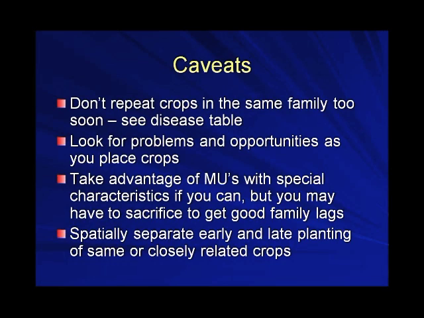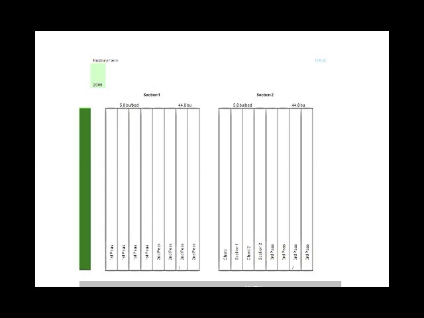And then finally, it's a good idea to spatially separate early and later plantings of the same or closely related crops. You don't want to plant your June lettuce right next to your May lettuce, and your July lettuce right next to your June lettuce, because the diseases and the insects just build up from one crop to the next, and after a couple of crops you can sometimes have a lot of problems.